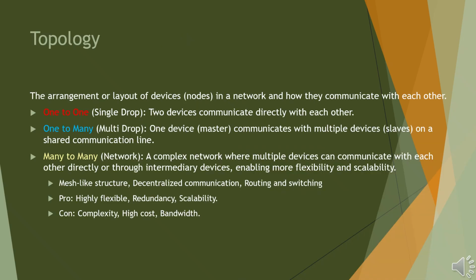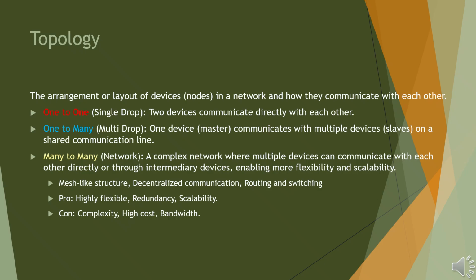synchronous method. Topology refers to how devices are physically or logically arranged in a communication network and how data flows between them. It defines the structure of connections, such as whether communication is direct, shared, or distributed across multiple nodes. The simplest form is a one-to-one connection, where two devices communicate directly. For example, a microcontroller connected to a single sensor through UART. This setup is straightforward, reliable, and ideal for dedicated communication between two endpoints.